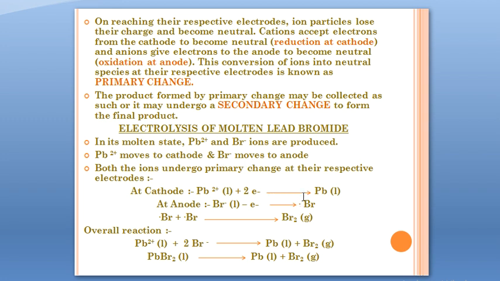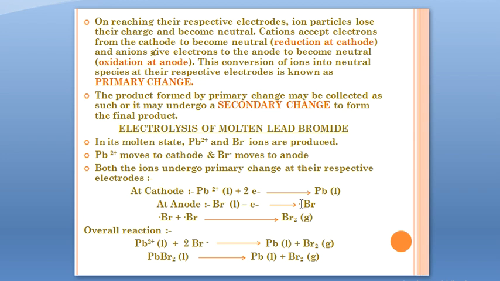This is the primary change which happens there. At cathode, Pb2 positive will gain electrons and form Pb. Bracket में L लिखा है, it stands for liquid because we are taking it in molten state. That is why the physical state written is L. At anode, oxidation takes place. Br negative will lose this excess electron and हमारे पास Br radical आता है.